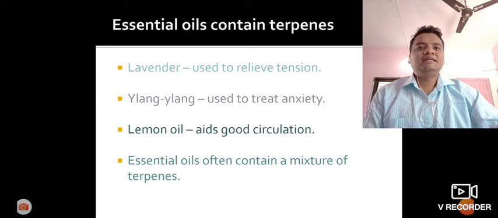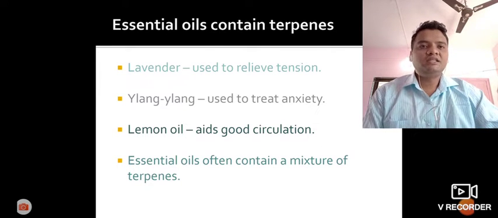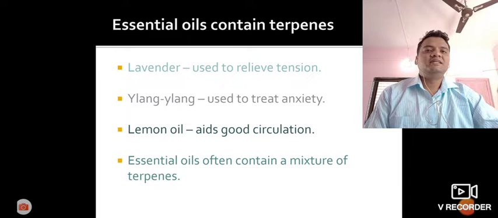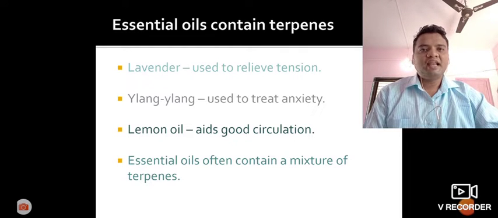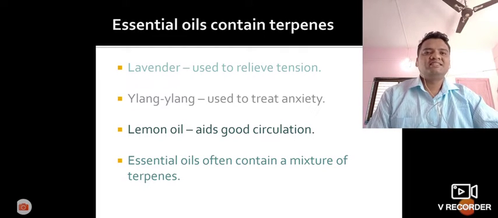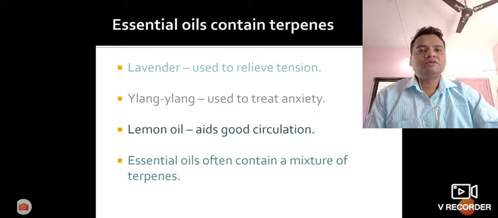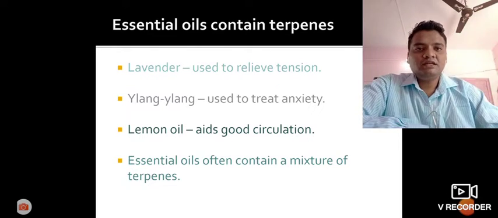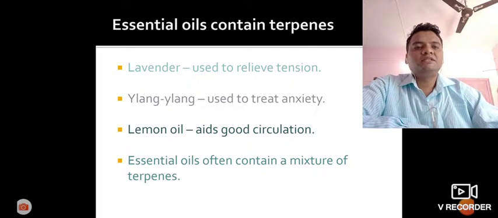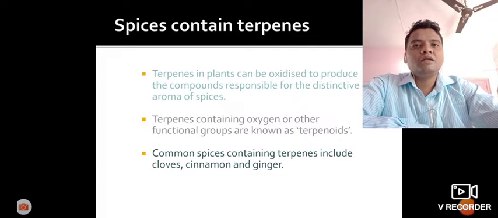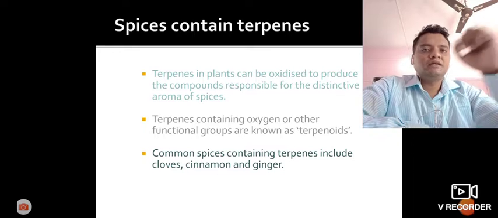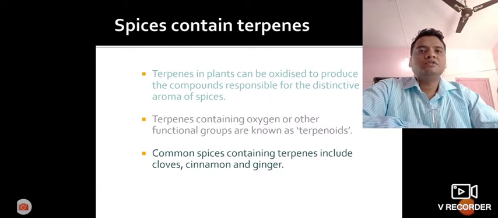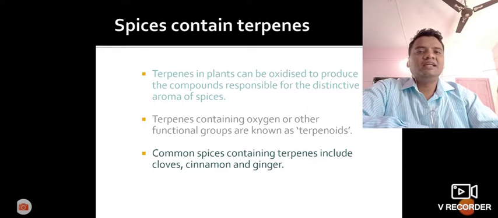Essential oils contain terpenes. For example, we know lavender is used to relieve tension. Ylang ylang is used to treat anesthetics. Lemon oil is used for good circulation in the human body. Essential oils often contain a mixture of terpenes. Spices containing terpenes in our kitchen are also used in our daily life.